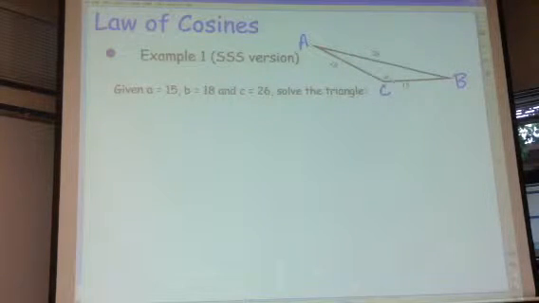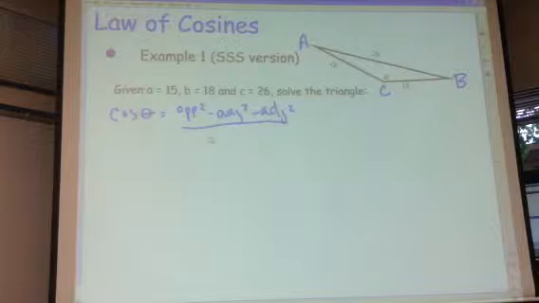All right, so I already have side C, that's 26. So I need to find that opposite angle, because obviously it's going to be the biggest angle, because 26 is the biggest side. 18 is an adjacent, 15 is an adjacent. So here's what it was. It was the cosine of theta is going to equal the opposite squared minus the adjacent squared minus the adjacent squared over -2 times the adjacent times the adjacent.